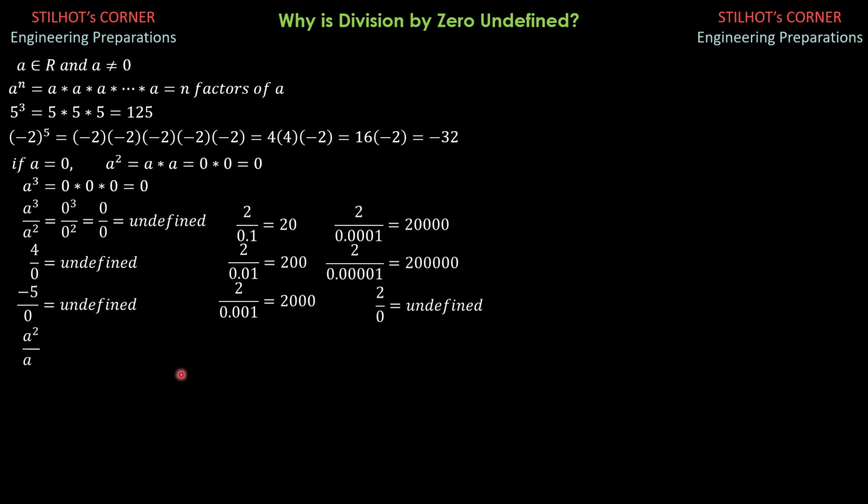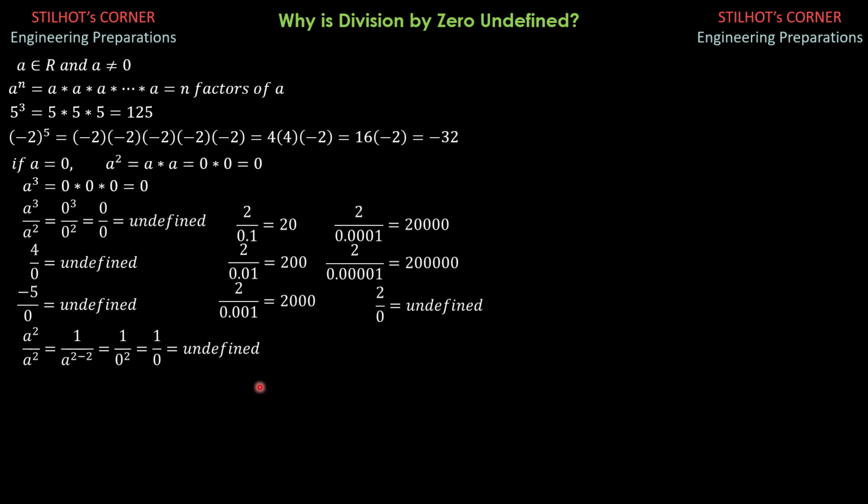So a square over a square, if a is 0, is also 1 over a to the 2 minus 2. So 1 over 0 square. Since 0 square is 0, 1 over 0 is undefined. So I hope that this reinforcement helps explain why division by 0 is undefined. So that is a very important concept, so that as we move on, you can now understand that division by 0 is undefined.